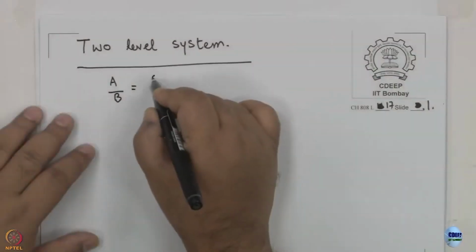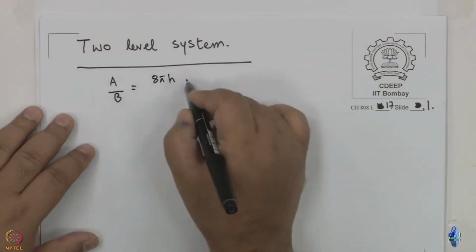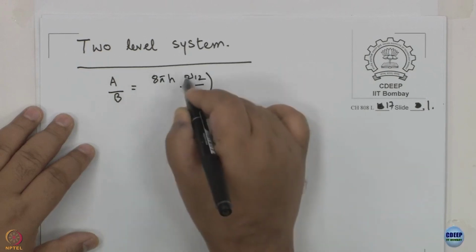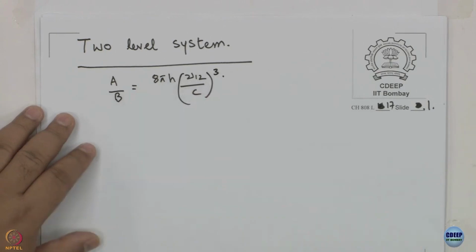So, now we want to continue our discussion on two level systems. Well, we are continuing the discussion. We will go back and write down the expression that we had arrived at the end of the last module, and that is A by B equal to 8 pi h nu 1 2 divided by C whole cube.